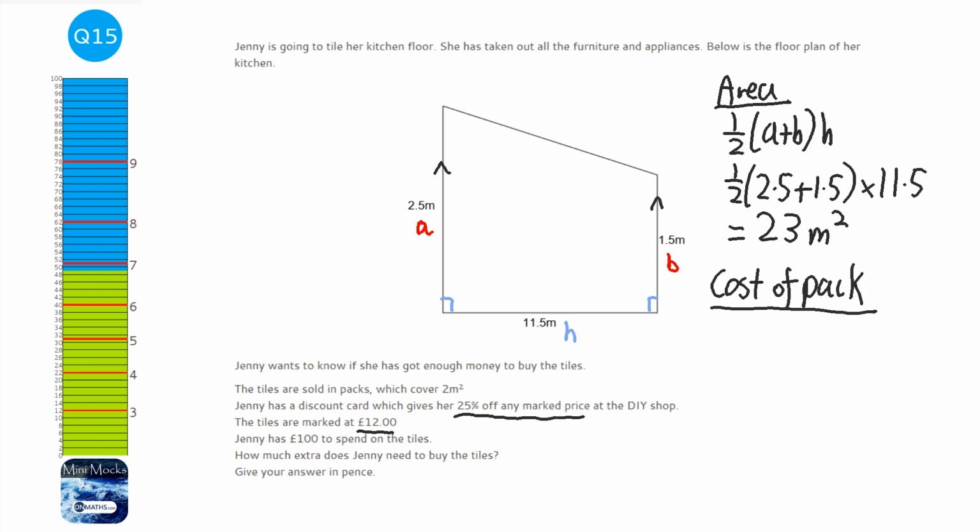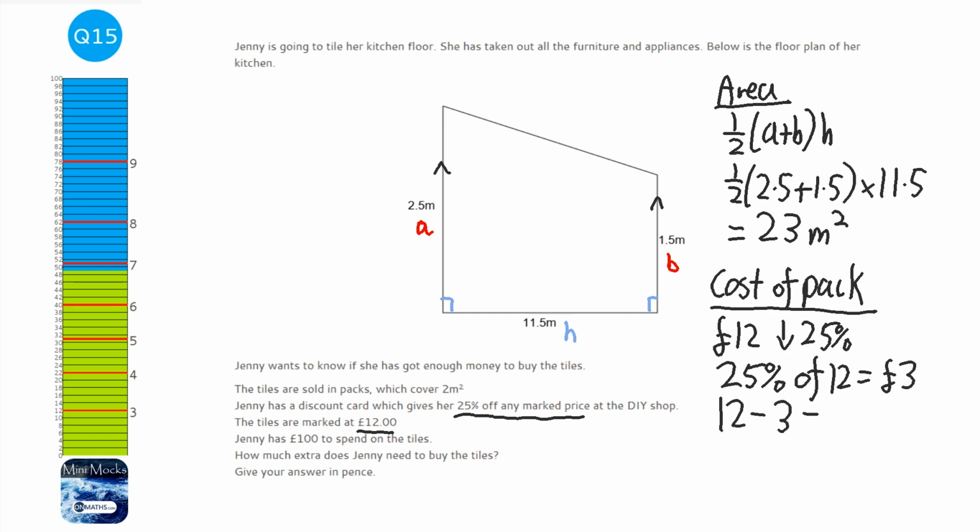Okay, so we've got £12 and we need to reduce it by 25%. First of all, I need to work out 25% of £12. The way I can do that is just find a quarter of 12, so divide it by 4, so that's going to be £3. So the cost is going to be £12, take away my £3 discount, which is going to be £9. So the cost of the pack is £9.